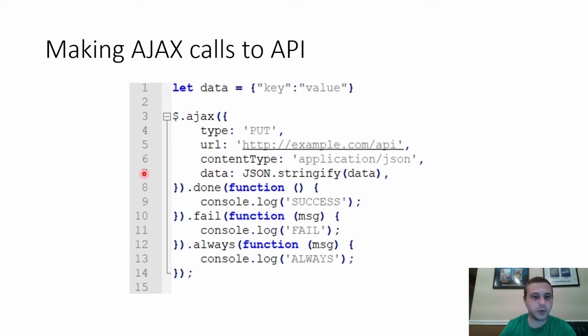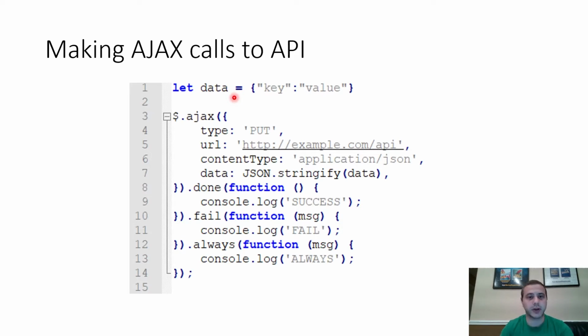So here's an example of an AJAX call. This might look familiar already because we went over this in the Postman call. But take note of the fail and the always. Here's our AJAX request, and the type of request that we're making here is a PUT. We're trying to hit this URL, http example.com API. The content type that we're sending is in JSON format. Here's our data. We're stringifying this data.